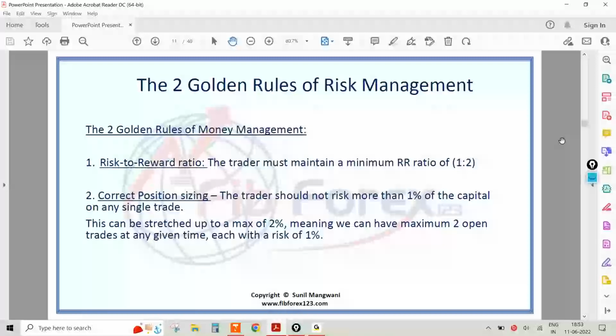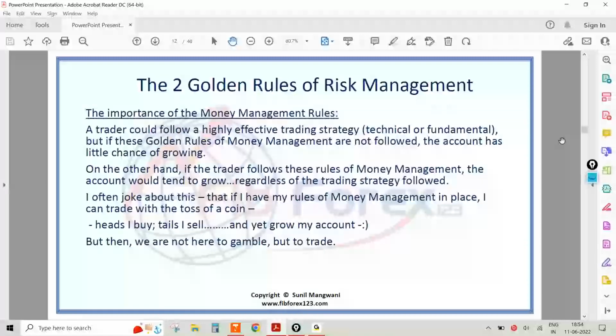Now, this position sizing is an entire topic altogether, and maybe later we'll do one more webinar on correct position sizing itself. But today we're going to concentrate on the risk to reward ratio. So correct position sizing and risk to reward ratio are the two crucial factors. Now, before getting into the details of these two golden rules, first, the importance of these two golden rules.